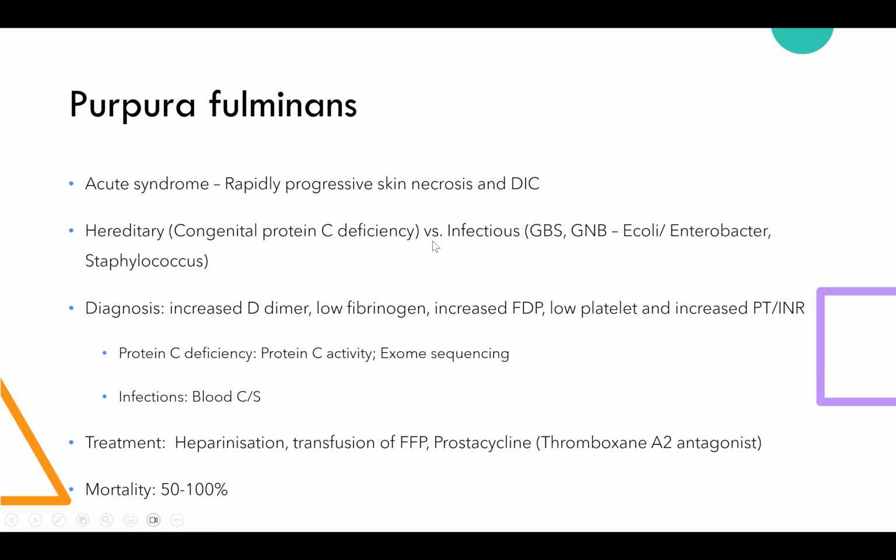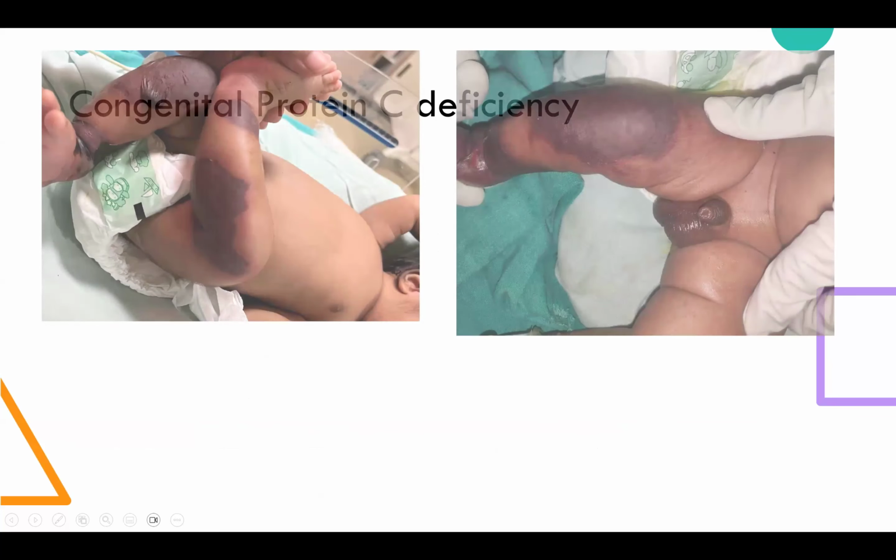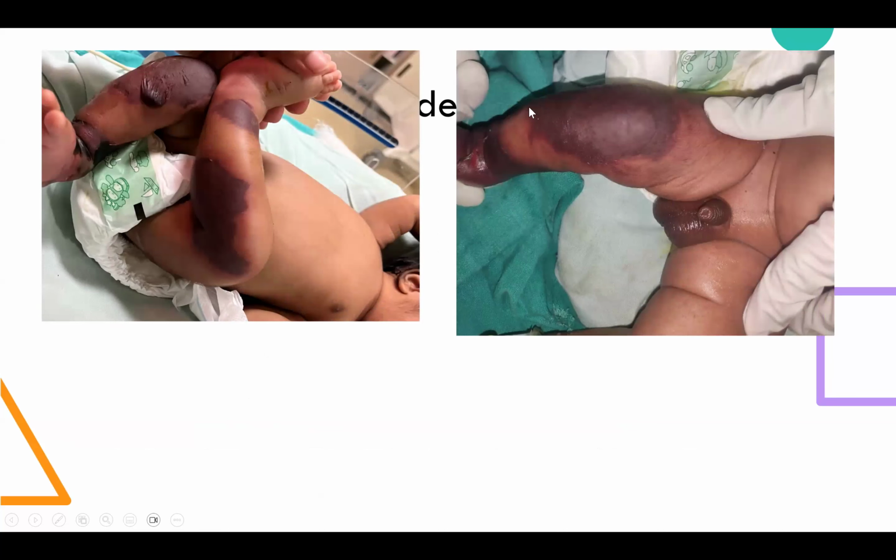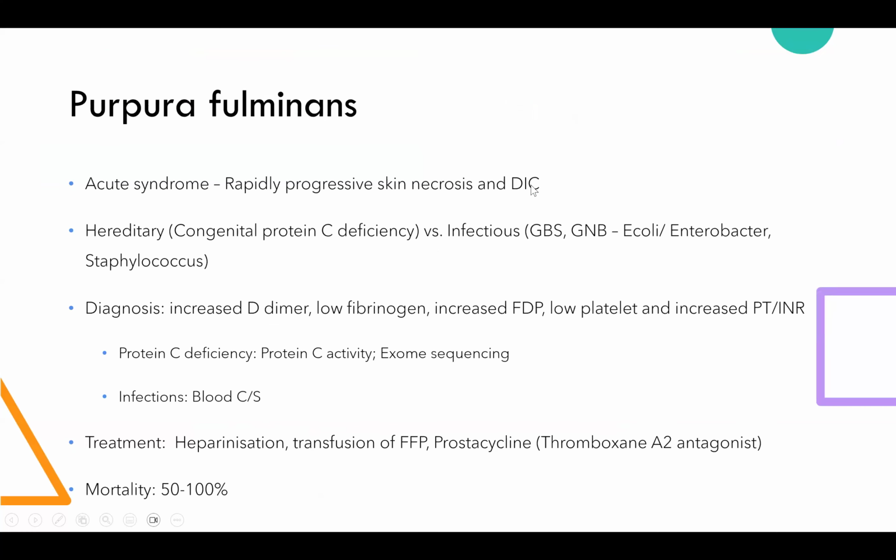Coming to purpura fulminans, it is a severe condition. We can see that here the involvement is more in the lower limbs and in the gluteal region, and the lesions can be of varying age. Some lesions are new, some lesions are old. These are purpura fulminans. So it is an acute syndrome.